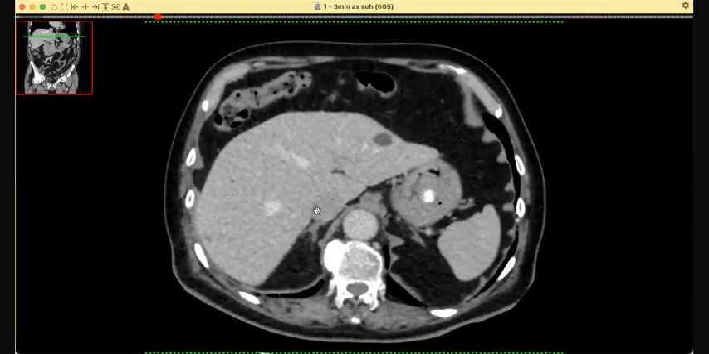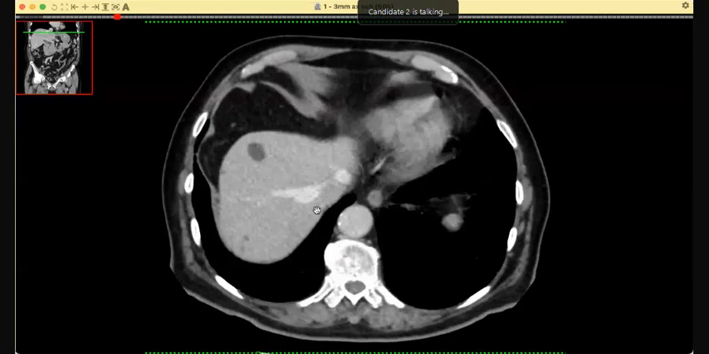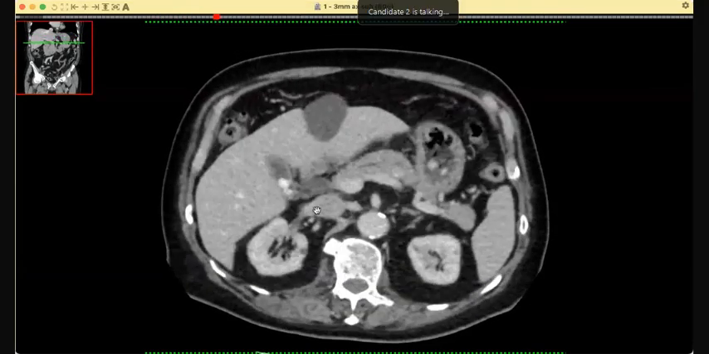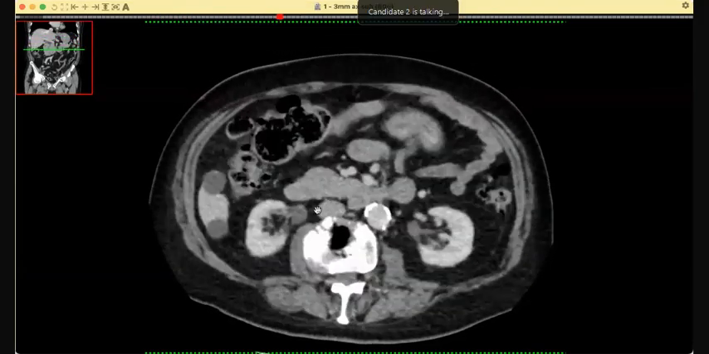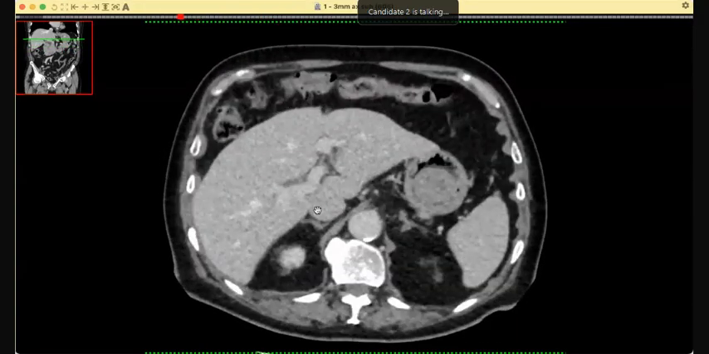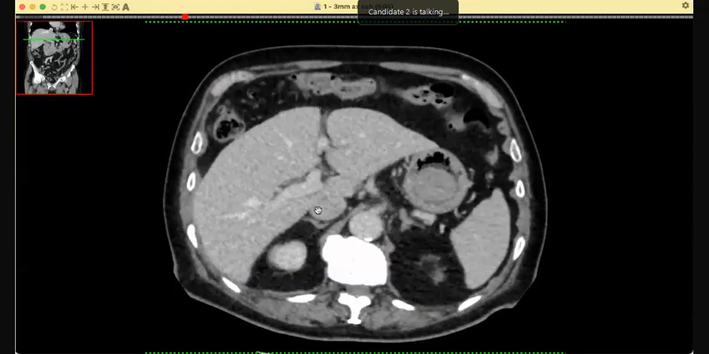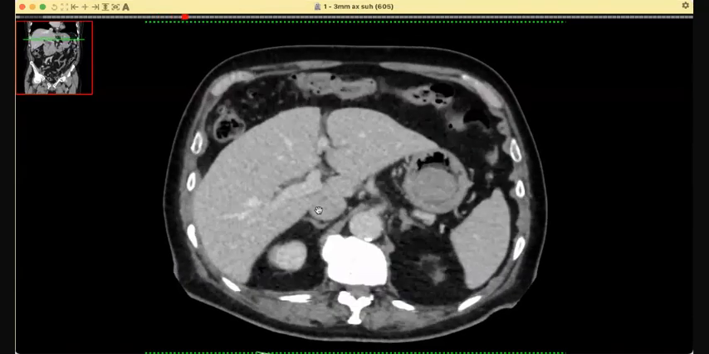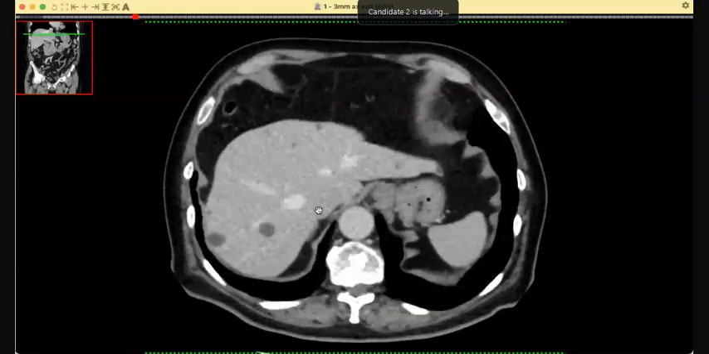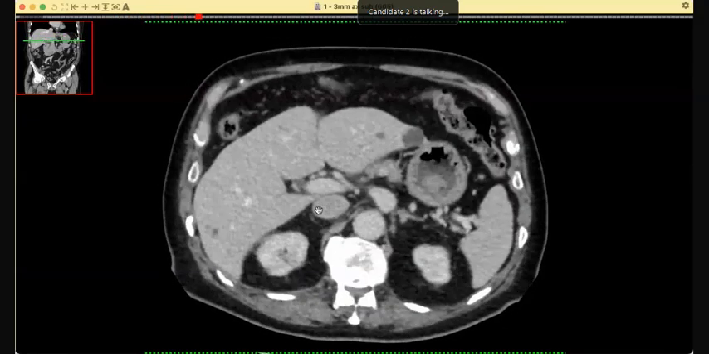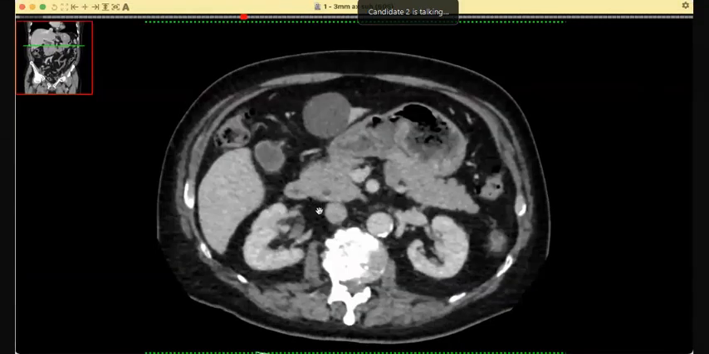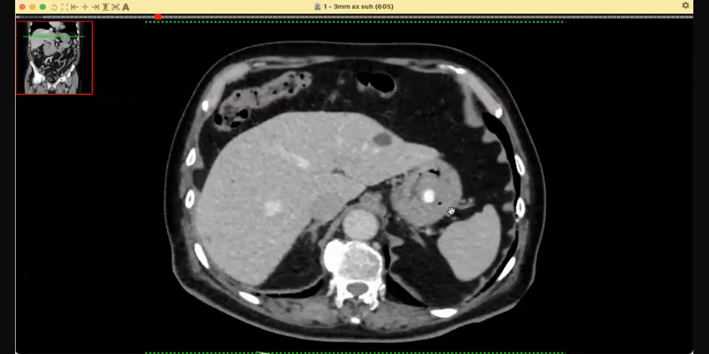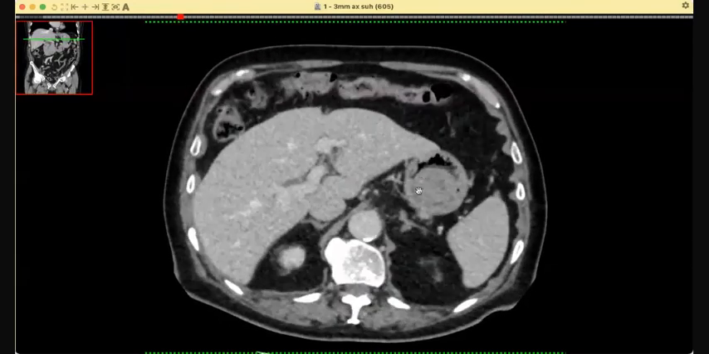And then there are multiple hypodense lesions in the liver, likely metastases, as well as a soft tissue lesion within the stomach with cavitation, which is likely another metastatic deposit within the stomach. This is a metastasis. You feel this is a metastasis?